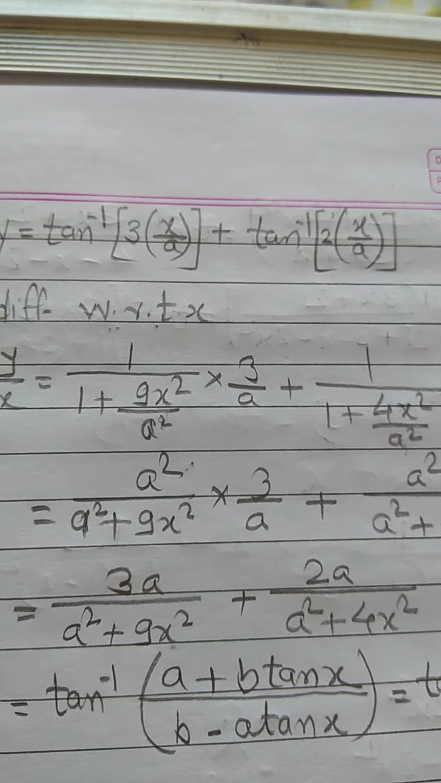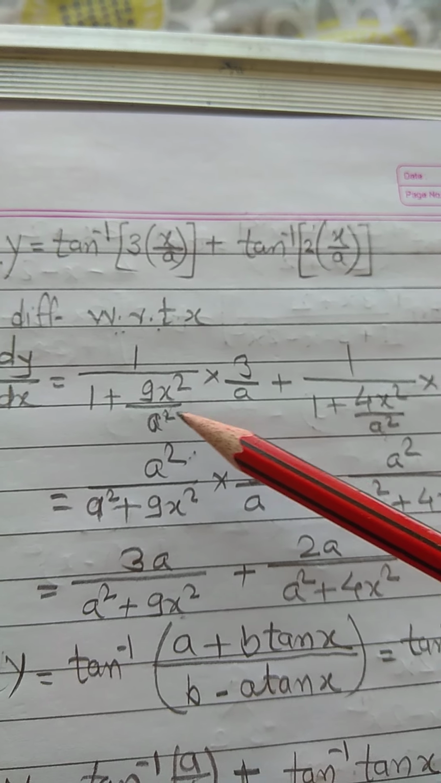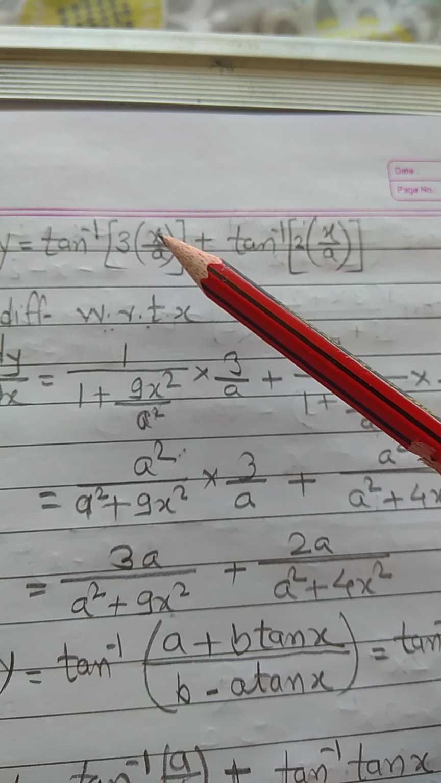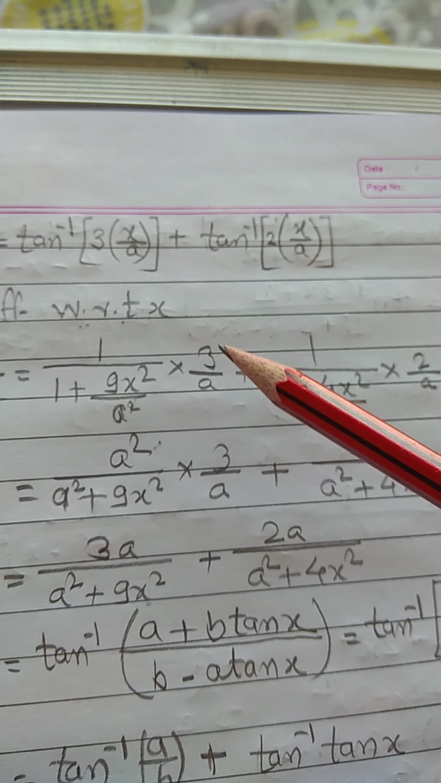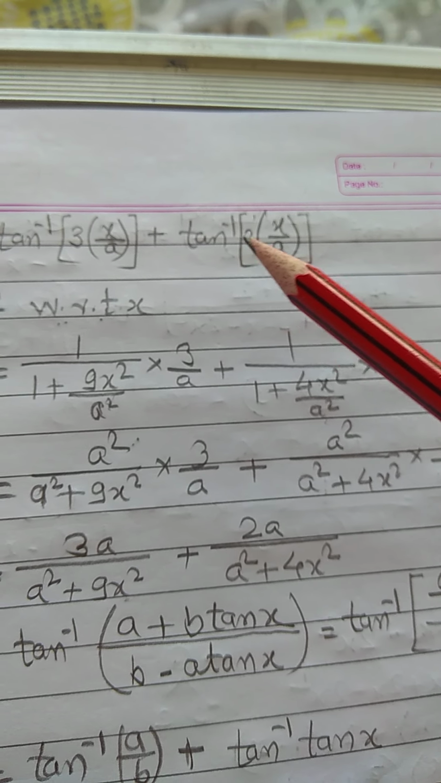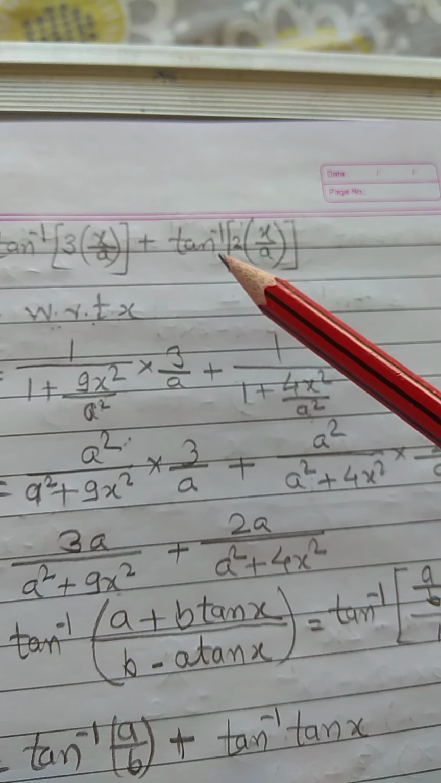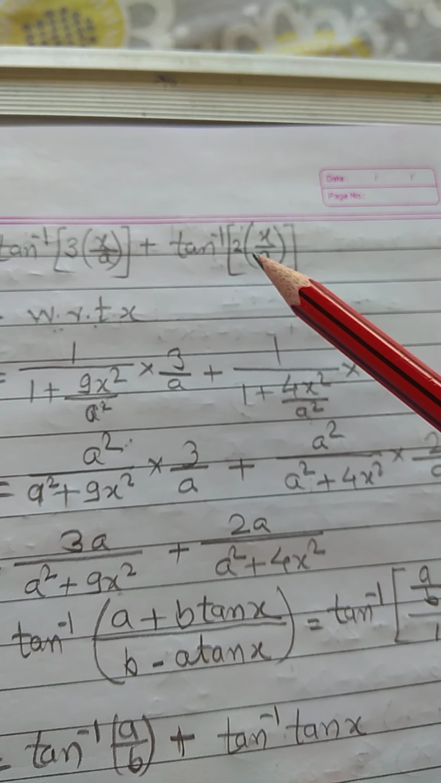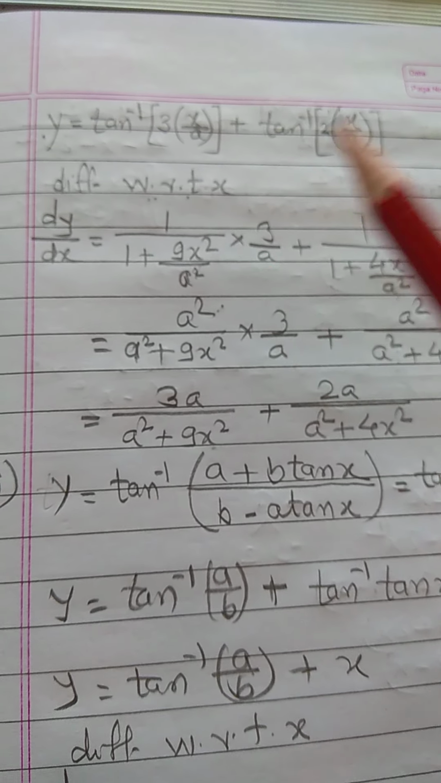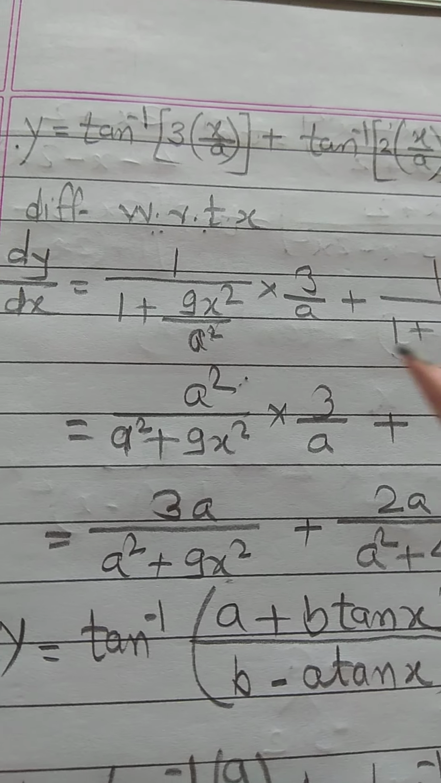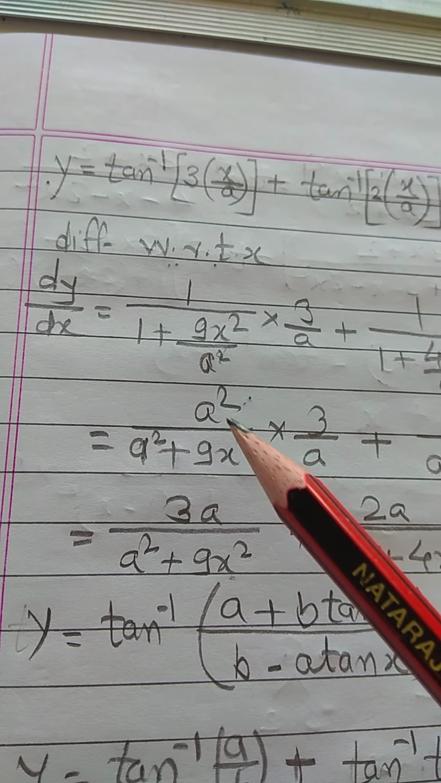Now differentiating, we have the derivative of this tan inverse of 3x upon a as 1 upon 1 plus that bracket square, into the derivative of 3x by a, where the constant 3 by a stays as it is and the derivative of x is 1 here. The derivative of tan inverse x is 1 upon 1 plus x square. That means the derivative of tan inverse will be 1 upon 1 plus this bracket square, into the derivative of 2x upon a, which is 2 by a. By multiplying the numerator and denominator by a square, we will have a square here, and multiplying here by a square, we will have 9x square.